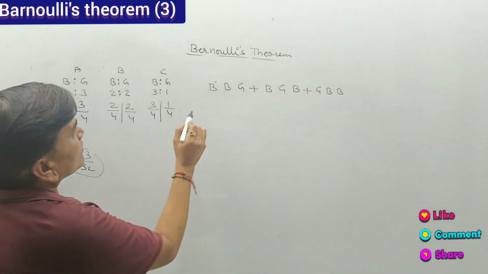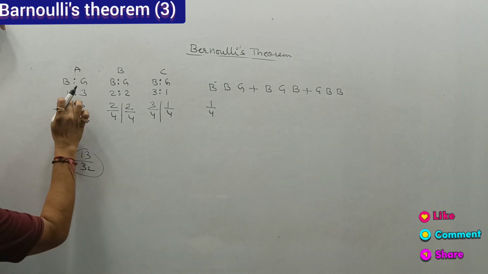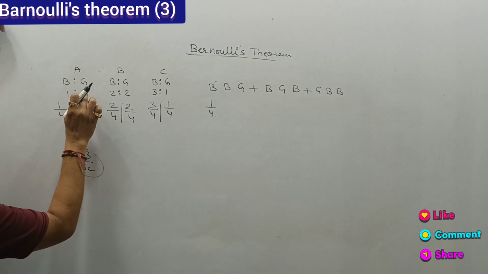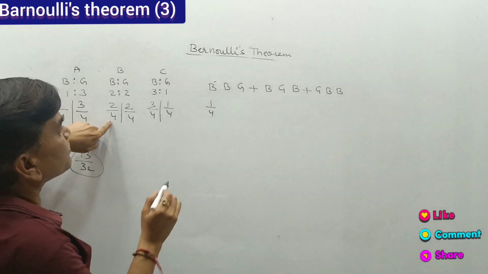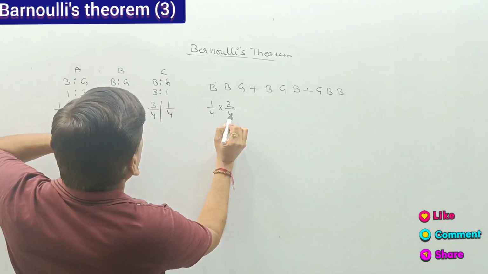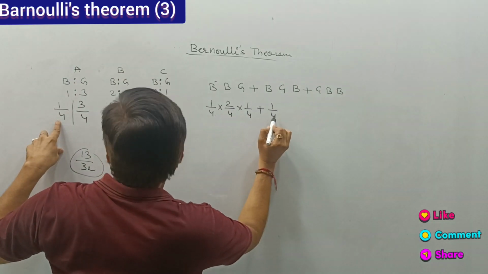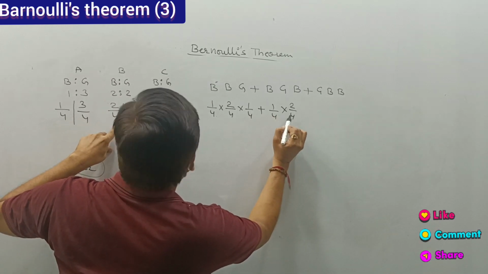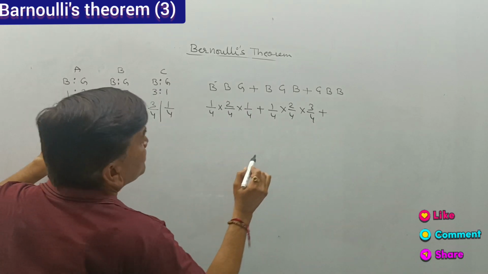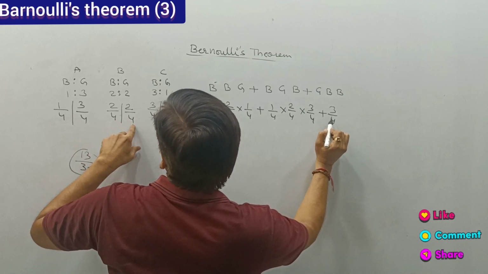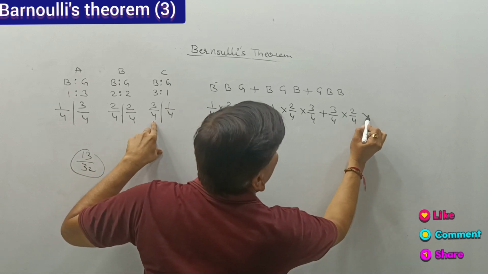So the boy from the first group is 1 by 4. This is the probability of a boy: favorable events 1 divided by total number of events 4. For a girl, the favorable events are 3 and the total is 4. So first group boy, second group boy, and third group girl: 1 by 4 times 2 by 4 times 1 by 4. Boy from first group 1 by 4, girl from second group 2 by 4, and boy from third group 3 by 4. Girl from first group 3 by 4, boy from second group 2 by 4, and boy from third group 3 by 4.